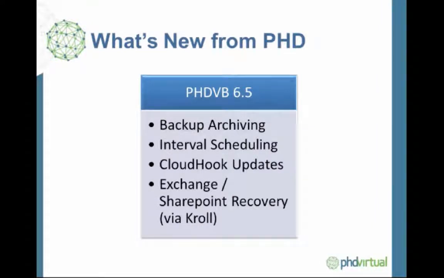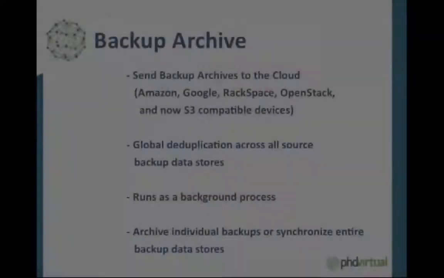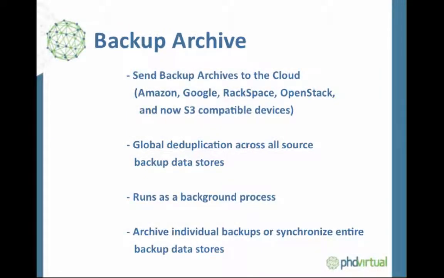One of the main features we've added in this release is backup archiving. Really, backup archiving is a great new offsite capability. It'll automate the ability to replicate backup copies to a different location. Of course, backup archiving can send backup data to the cloud, and we support Amazon, Google, Rackspace, any OpenStack provider, as well as one of the new updates under Cloud Hook updates here for PHD 6.5: we've added support for a generic S3 compatible cloud storage platform.